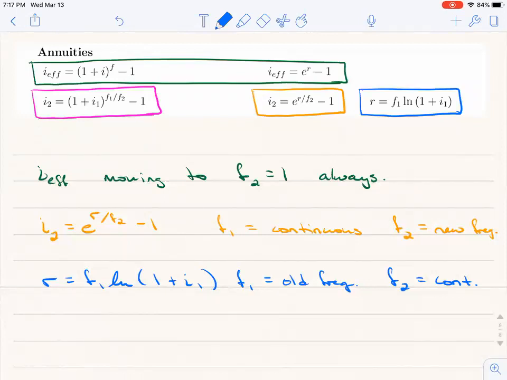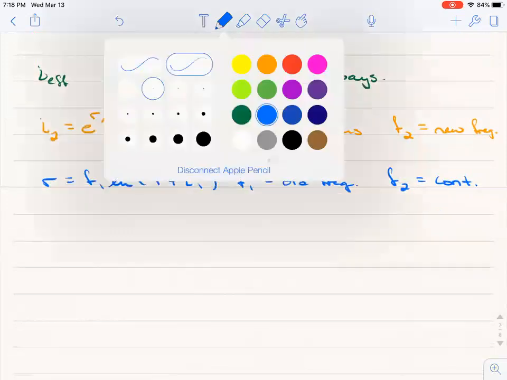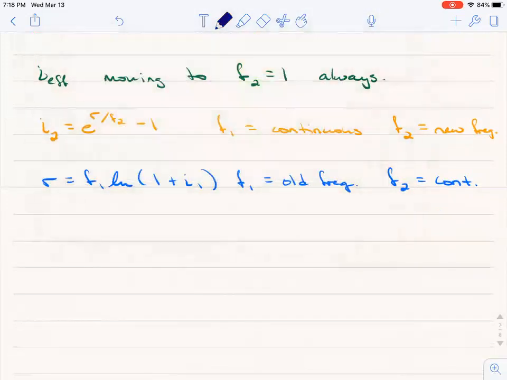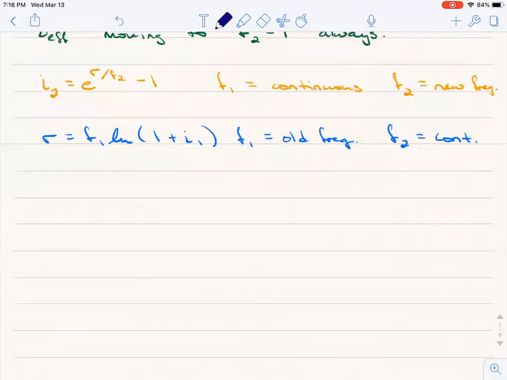So really the only one that you need from all these formulas is that I2 is 1 plus I1 to the power of F1 over F2 minus 1. I only point that out because it's a lot of formulas, but you don't get a lot out of it. Any questions about that before we do 6.2? I know you guys are counting them down. And we've still got a little bit of daylight. I can see it.